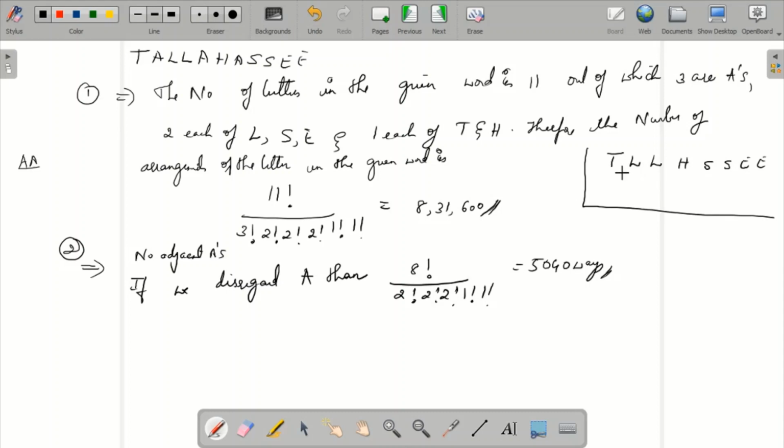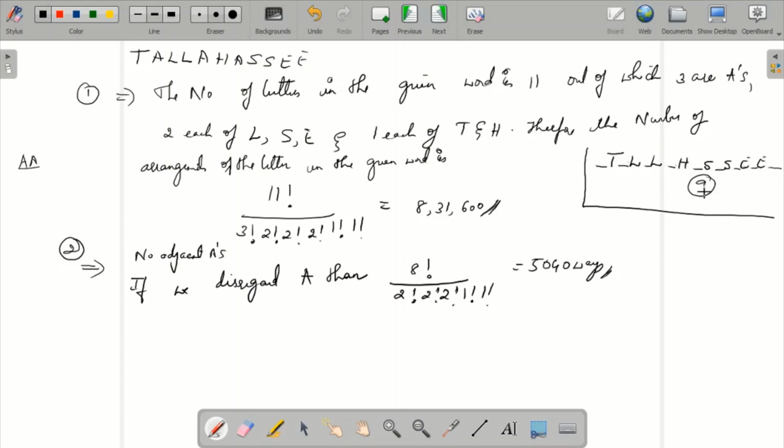So now this is what I just found, the arrangement of these letters. Now they should not be adjacent A's. That means I can have A over here, or here, or here, or here, or here, or here, or here, or here, or here. This is the right place where A can be. So how many places are there for A actually? 1 2 3 4 5 6 7 8 9. So there are 9 places where the A's are not together.